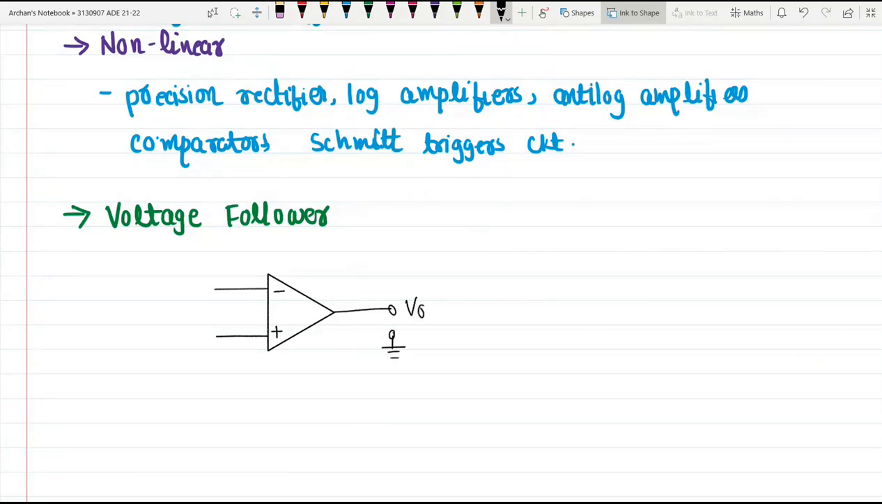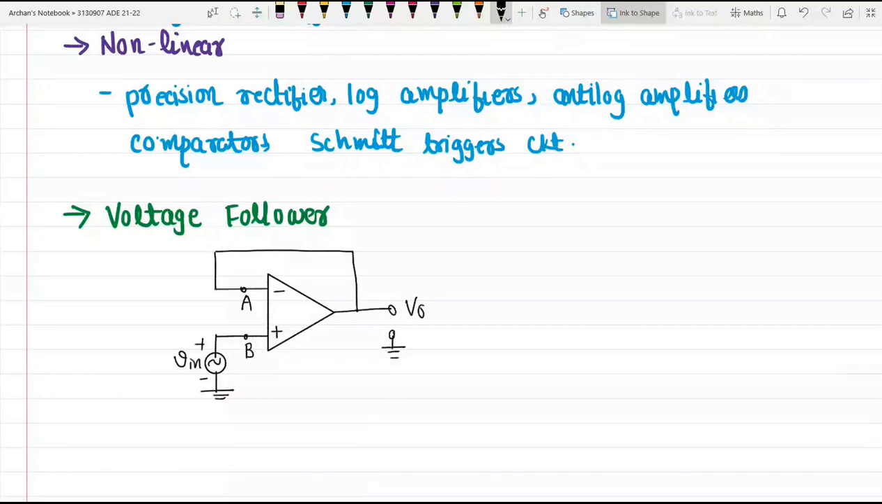Now in the voltage follower circuit, we are providing feedback without any resistor. The feedback resistor is not available, and to the non-inverting terminal I will be providing one input signal like this. This is my input signal voltage V in. Let us call this terminal A, and this terminal B. This typical circuit shows a voltage follower.